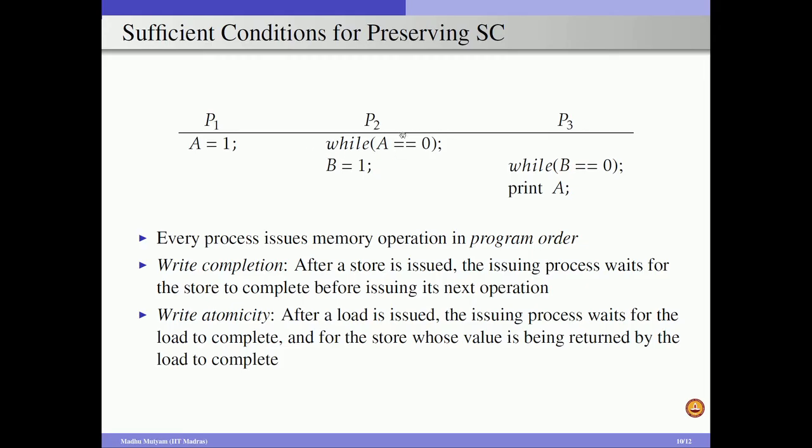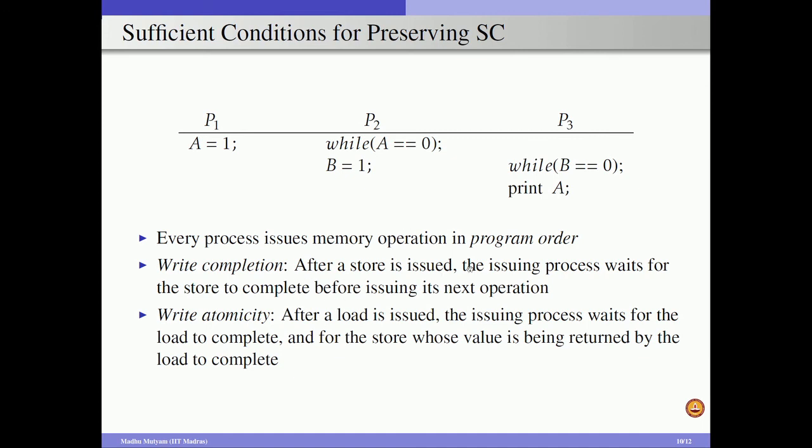is already completed. But the previous operation consists of a load, and this load is said to be completed only when any store which is actually supplying the value to this load is also said to be completed. So, that means this a equal to 1 is said to be completed. When a equal to 1 is completed, then this printf statement is going to print a value 1. So, that is what this write atomicity is.